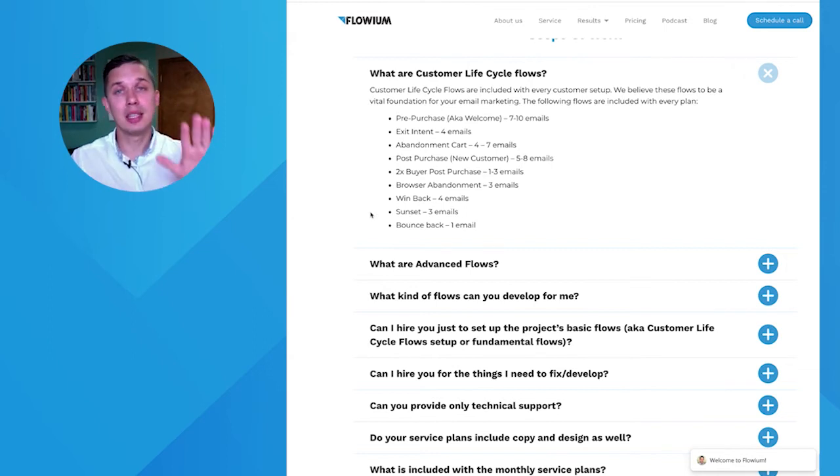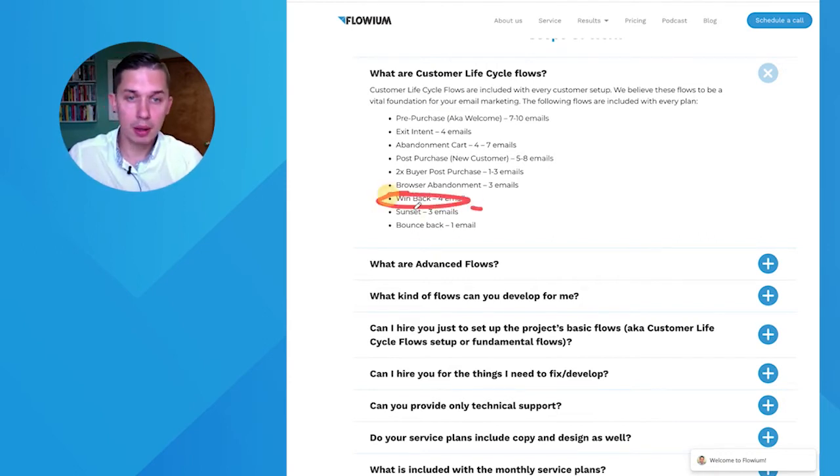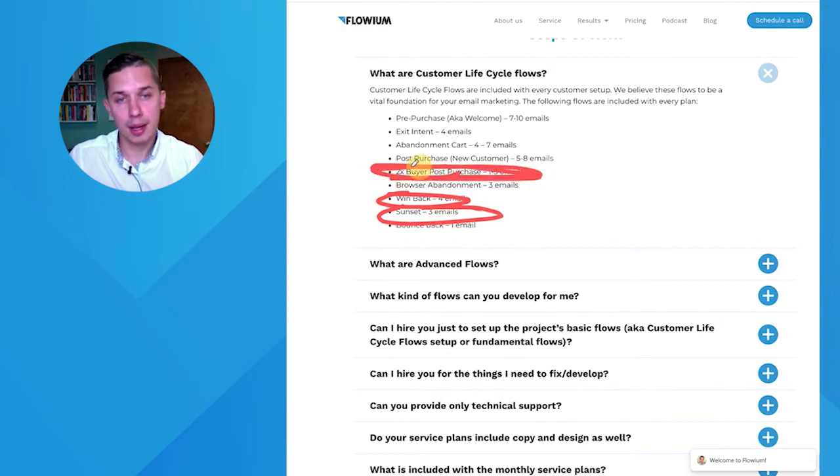Again, those are the least important flows you need to create in your email marketing program. So those are win back, sunset, and 2x buyer. So 2x buyer, again, like if somebody purchased from you a second time, you want to talk to them again and acknowledge that they're purchasing from you a second time. Typically we have 3 emails in that flow, but the sky's the limit. You can add as many emails into 2x buyer as you want.